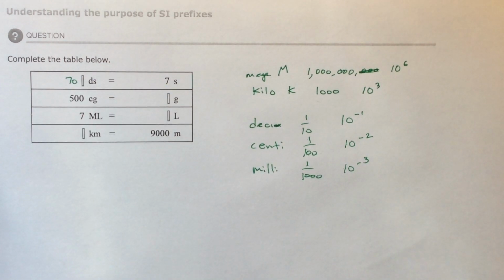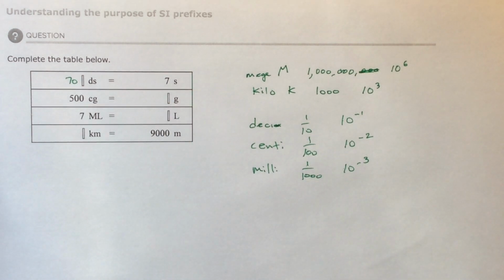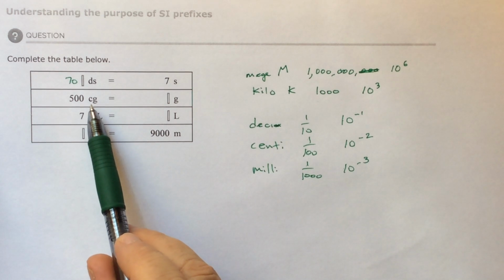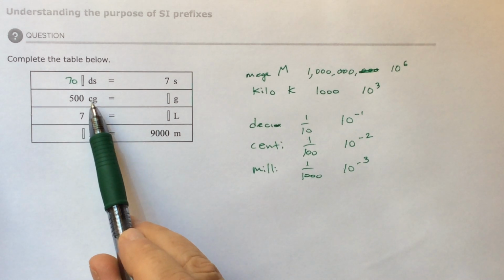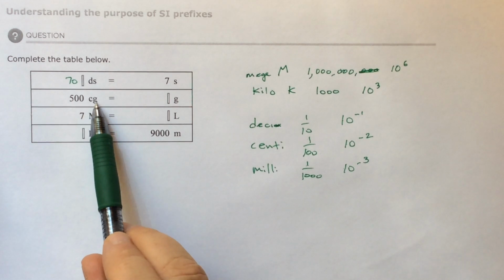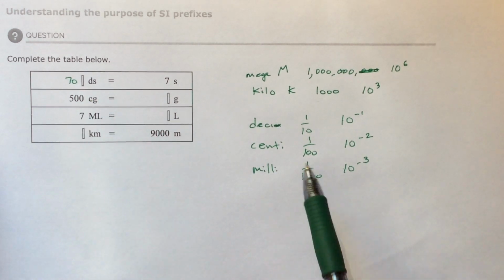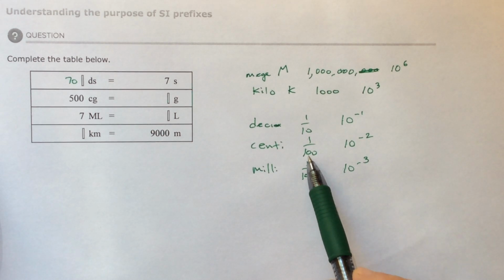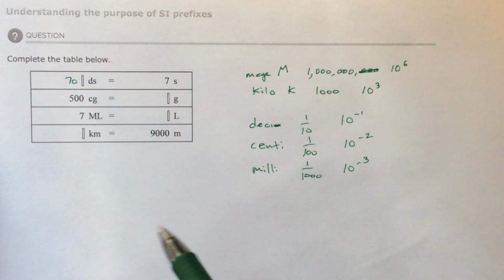How about the next one? There are 500 centigrams in how many grams? A centigram is a small unit and a gram is a big unit. If I have 500, I'm going to have fewer grams than centigrams, because it's a tiny unit and I've got lots of them making up a bigger unit. Centi is 100, so there are 100 centigrams in every gram. I've got 500, so that means I only have 5 grams.